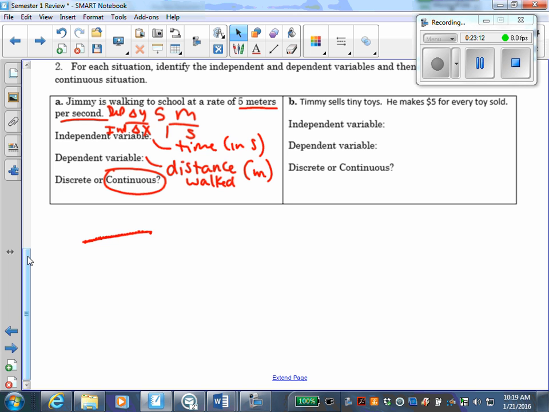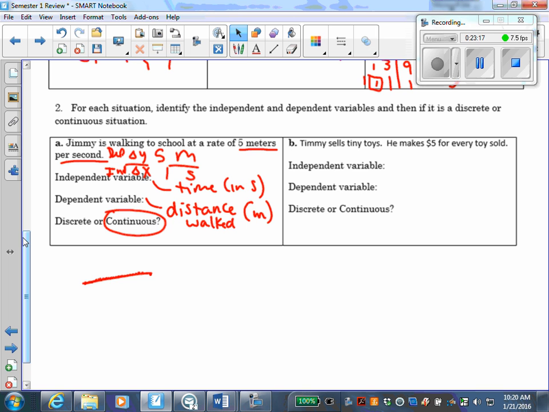Part B, Timmy sells tiny toys. He makes $5 for every toy sold. So in that case, that's a rate, $5 for every toy. So remember, it goes y over x, change in y over change in x for the slope. So that means my independent is the x, my dependent is the y. So my independent is toys, so it's going to be number of toys sold.